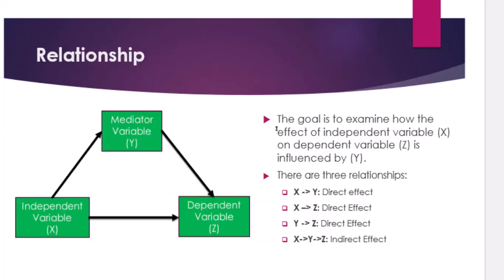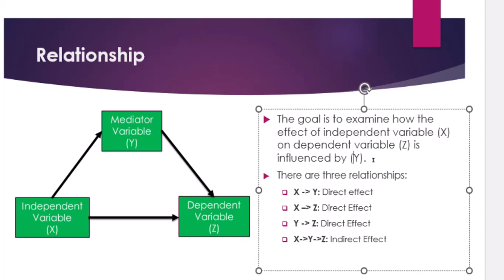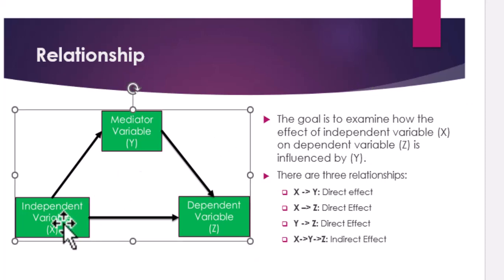So the goal here is to examine how the effect of the independent variable x on the dependent variable z is influenced by the mediating variable y. We know that x affects z, because x is independent and z is dependent. But then there comes another variable between the two. If there is a variable between the two, then this effect will be mediated. Some influence of this effect will be affected by this mediating variable. So what we are looking at is how y affects the relationship between x and z.